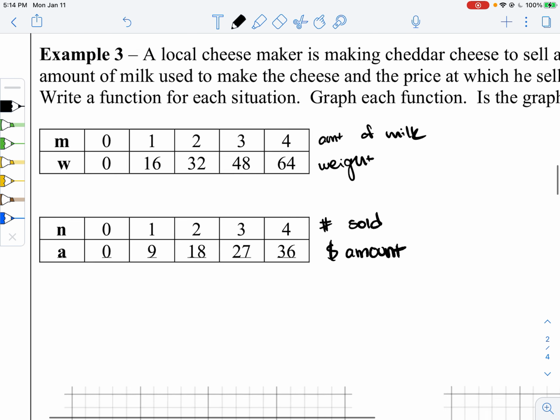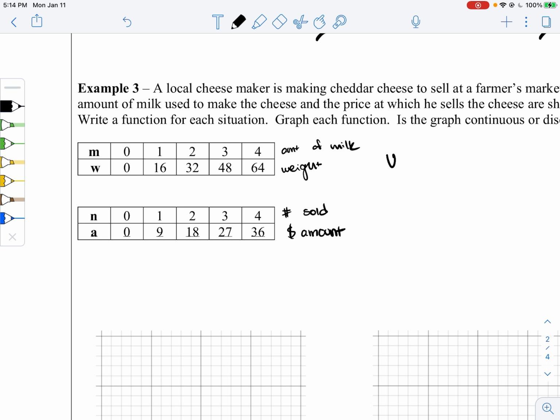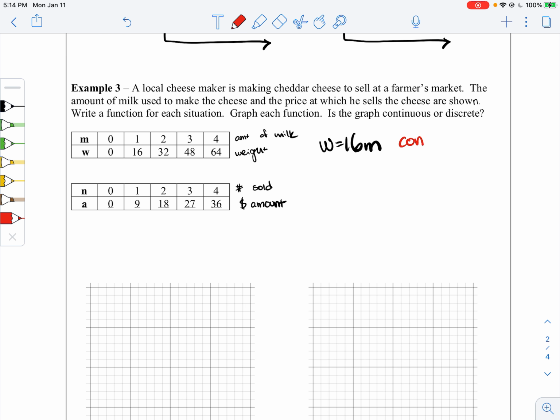Okay. You can already look at this relationship and you can say, ooh, this is convenient, that W is equal to 16M. So you need 16 ounces. Or if you have 1 gallon of milk, that'll make 16 ounces of cheese. But notice you can have half a gallon of milk to make 8 ounces of cheese. That's fine. You can have 5 gallons, whatever. You can have like 5.5. It can be anywhere in there. So this one is going to be continuous, because you're allowed to have half.